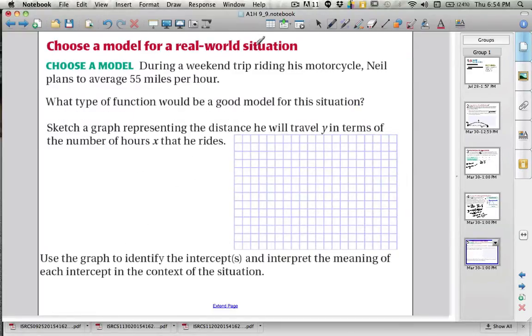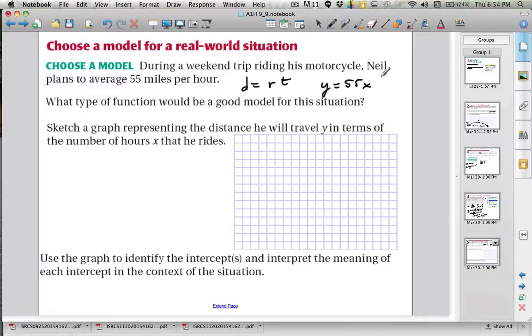Finally, taking a look at a real-world scenario. During a weekend trip riding his motorcycle, Neil plans to average 55 miles per hour. What type of function would be good for this model? Well, if we're talking about how far he's going to go, distance is going to be equal to rate times time. So y would be equal to 55x. This is a linear model.